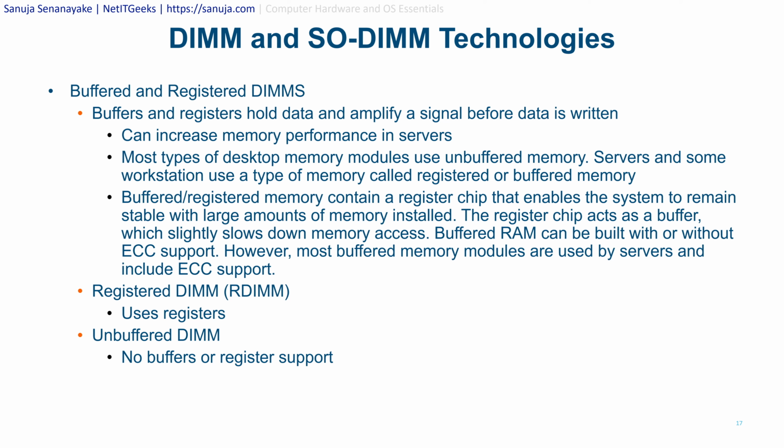And buffered registered memory can be used along with ECC support, but you do not necessarily need ECC when you are using buffered memory, right? Because buffered or registered memory are commonly used in servers, typically ECC memory support is already there. So the error correcting memory and buffered RAM are typically a combination that you get together when you're purchasing server RAM, because servers usually use both of these technologies. Registered DIMM, also known as RDIMM, use those registers, while unbuffered DIMMs do not have buffered or registered support.